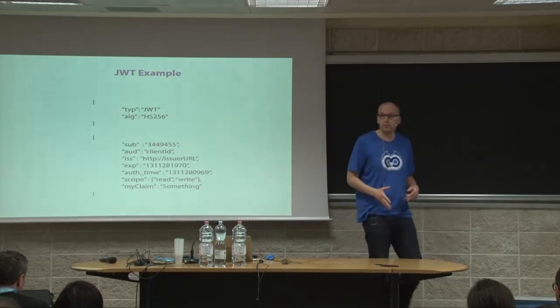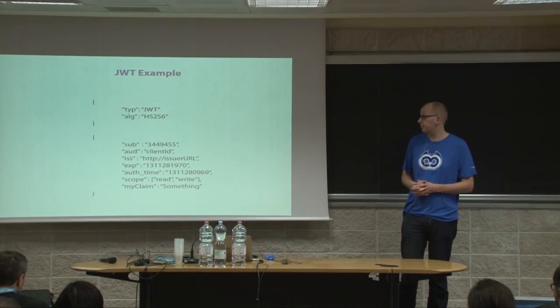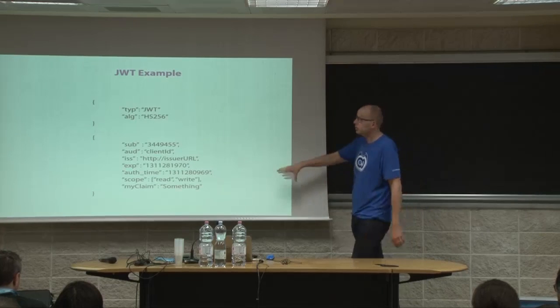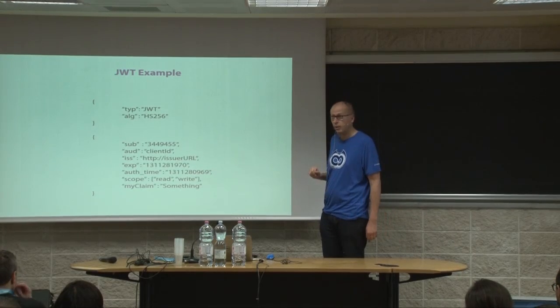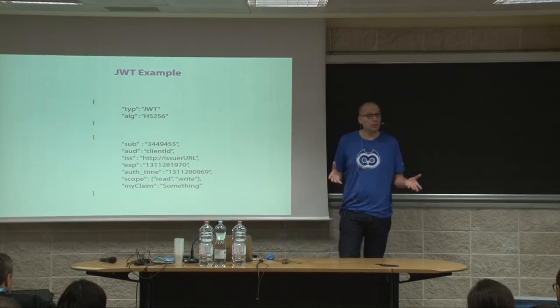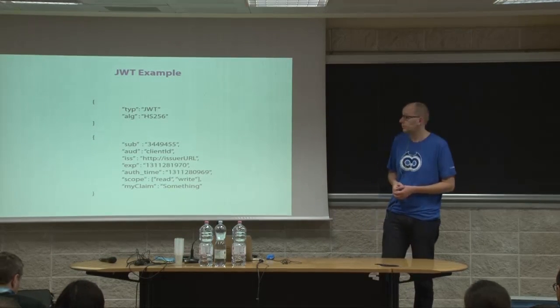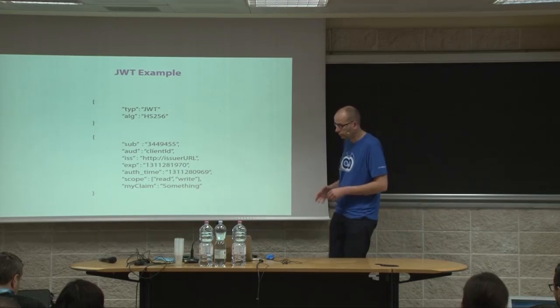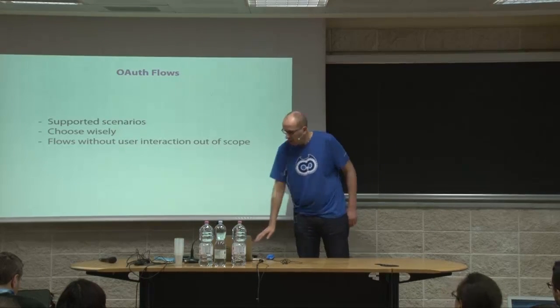If they're not allowed, you get an unauthorized error back. And when the token goes to the resource server, it also sees the scopes. So it knows what kind of access to provide to that user.